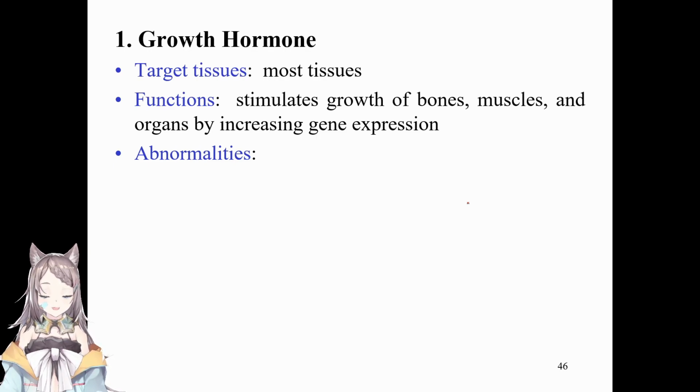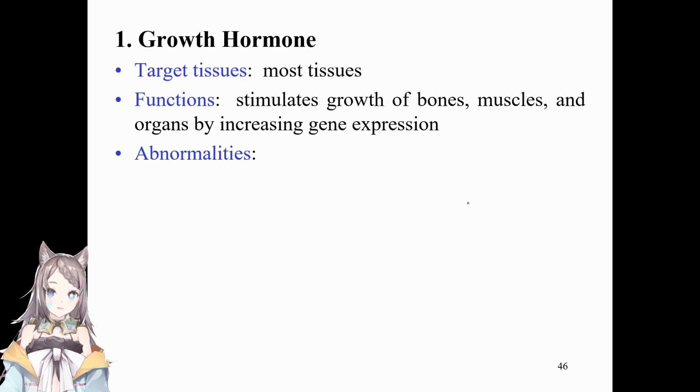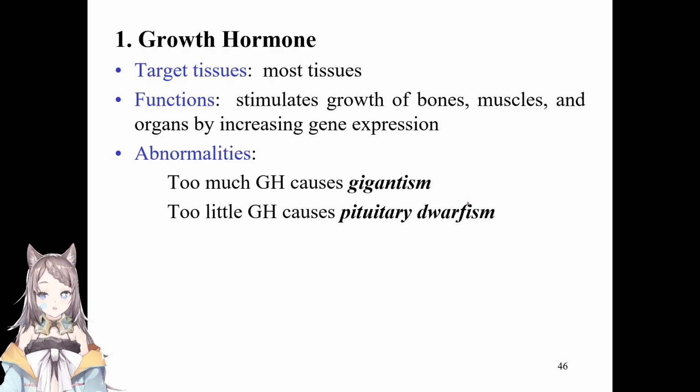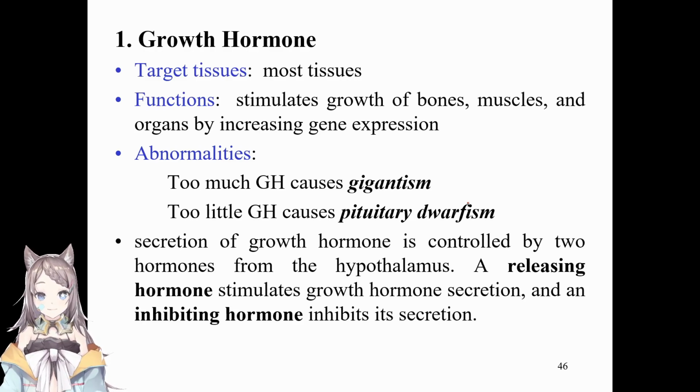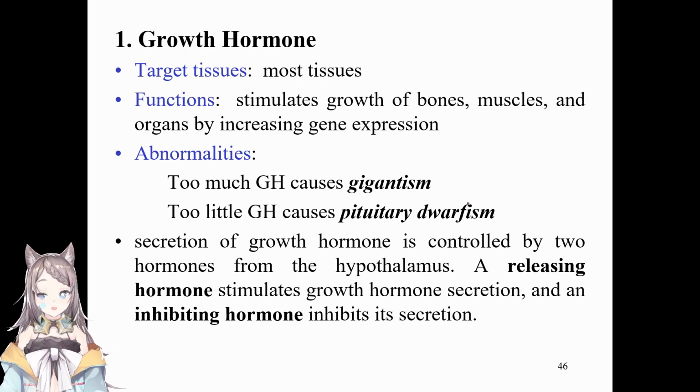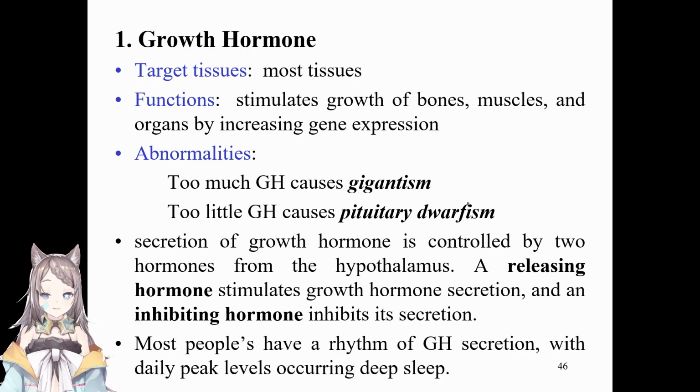So some abnormalities regarding growth hormone: if you have too much or too little, it will lead to gigantism and dwarfism. So too much causes gigantism and too little causes pituitary dwarfism. So secretion of growth hormone is controlled by hormones from the hypothalamus. A releasing hormone stimulates growth, and an inhibiting hormone inhibits its secretion. Most people have a rhythm of GH secretion which peaks after deep sleep.